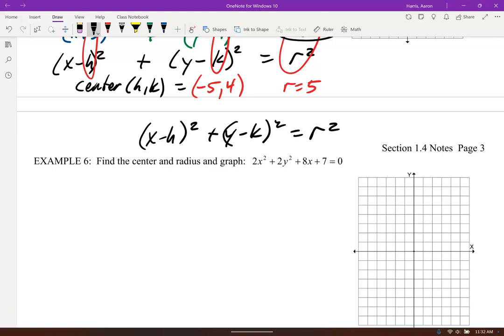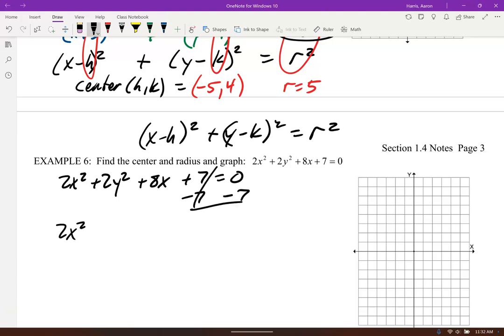And so what we're going to do is first take that plus 7 to the other side. Here, let me write it. So I have 2x squared plus 2y squared plus 8x plus 7 equals 0. All right, let me take the constant over first. And then let me put the x's together, leave a space. Let me put the y's together. I don't have any other y's. And then over here I have a negative 7. Okay, this is where we're at this point so far.